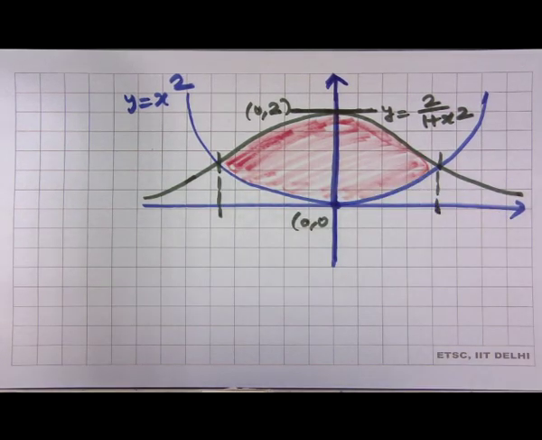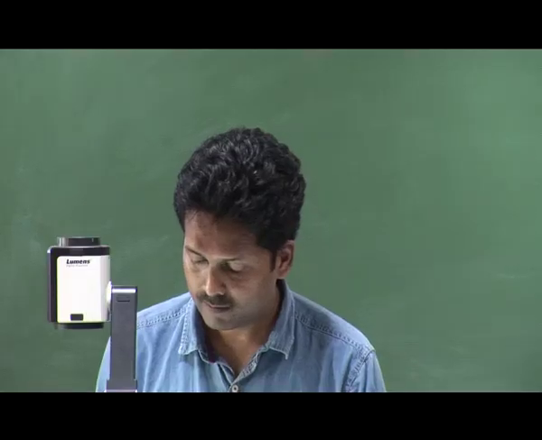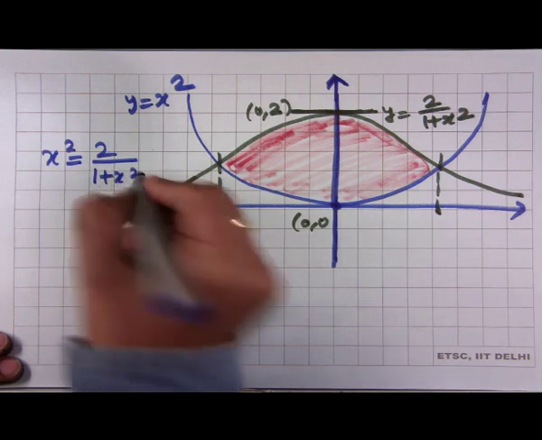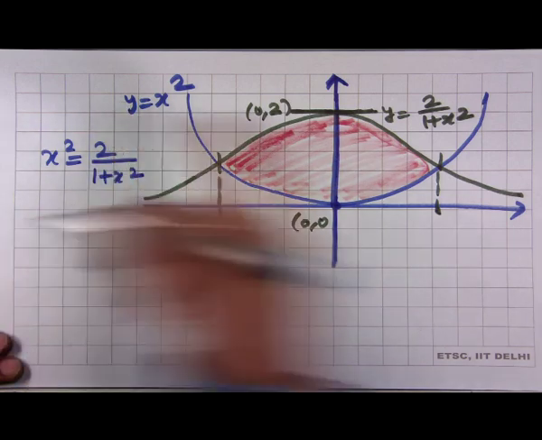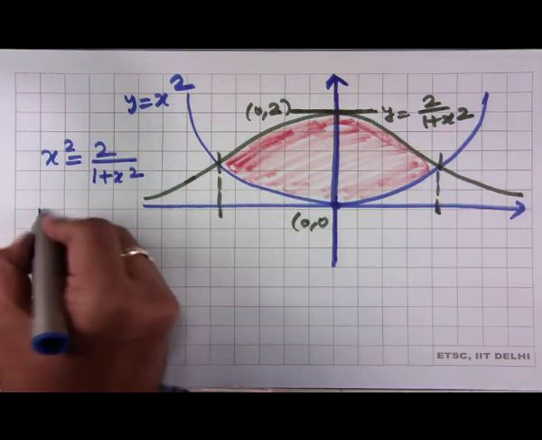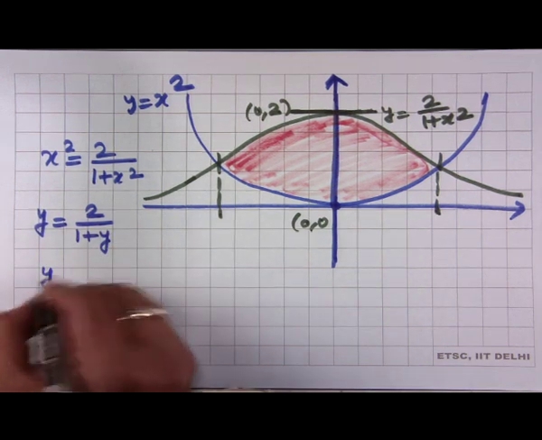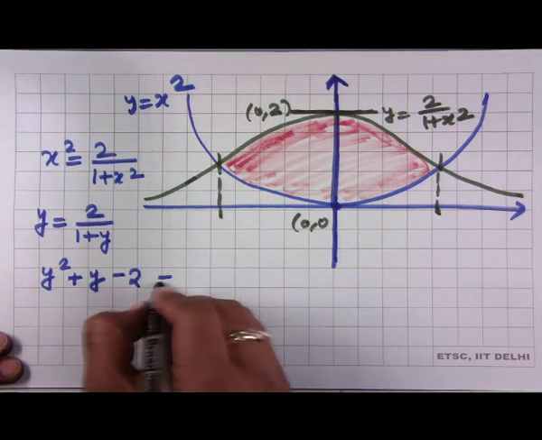So, we need to find out the point of intersection of both the curves. So, solve both the curves, you get... let us do it because it will be lengthy. So, you put x square as y. So, you get y equals 2 upon 1 plus y. So, you get y square plus y minus 2 equals 0.